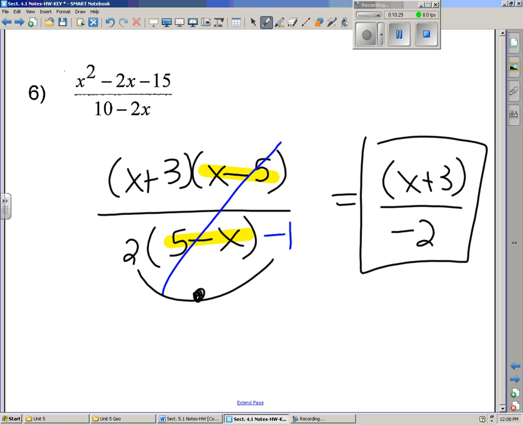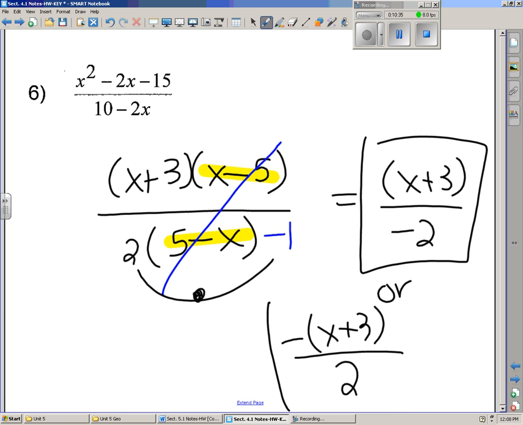That's one way to write the answer. Some people might want to put the negative on the top, negative outside the parentheses, x plus 3 over 2. Doesn't matter. Okay, so there you go.